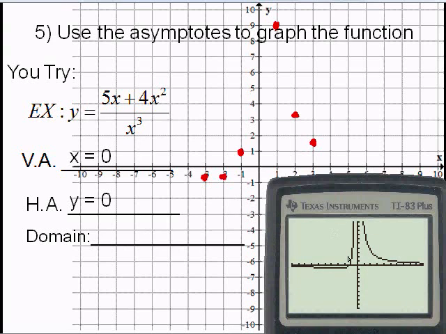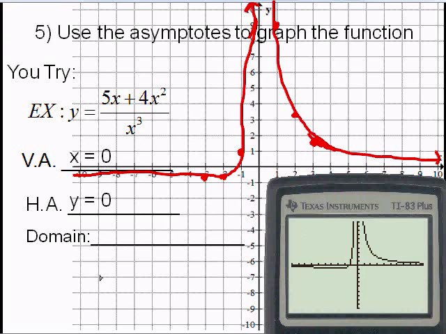Alright, there's the graph on the calculator. We're going to match those as best as we can. Looks like it goes over, dips down a little bit, and then comes up and gets close to the asymptote. And over here we're going to go down and get close to the asymptote in that direction as well. And there you go. Let's find the domain.